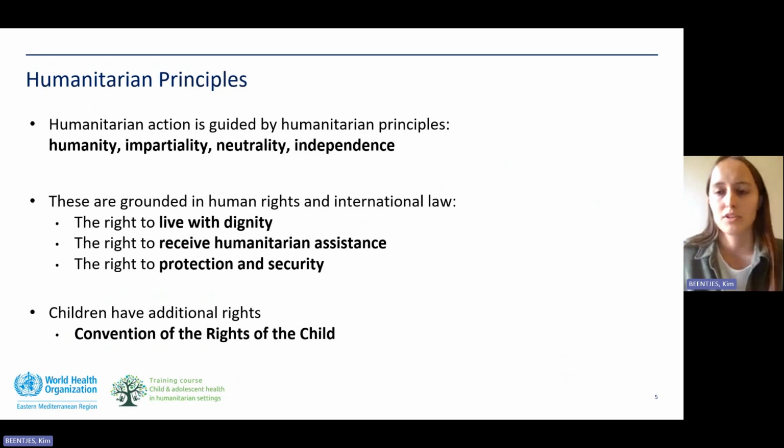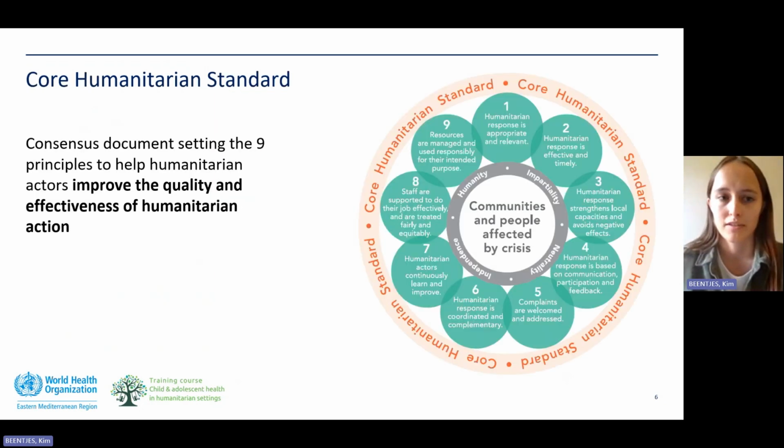One of the important documents in this area is the Core Humanitarian Standard, which you can see on this slide. This is a consensus document that sets the 9 principles to help humanitarian actors improve the quality and effectiveness of humanitarian action. And these are all around the 4 humanitarian principles, again, as you can see in the middle of the circle.